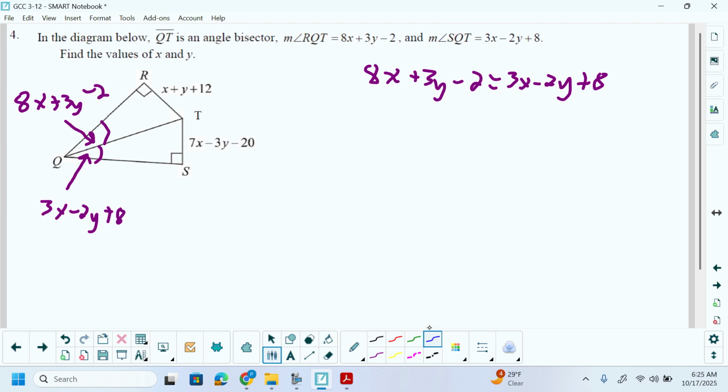If you are a point on the angle bisector, which T is, we learned this unit that that's the same distance from the sides of the angles. So we're also guaranteed that those two segments are the same. So that'll give us a second equation: 7x minus 3y minus 20 is equal to x plus y plus 12.